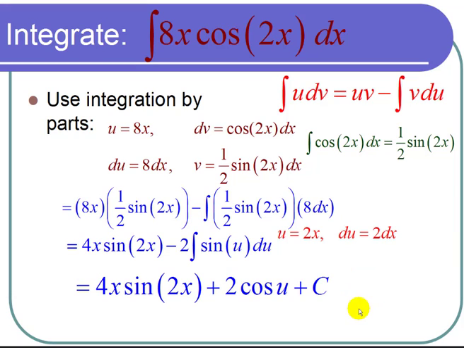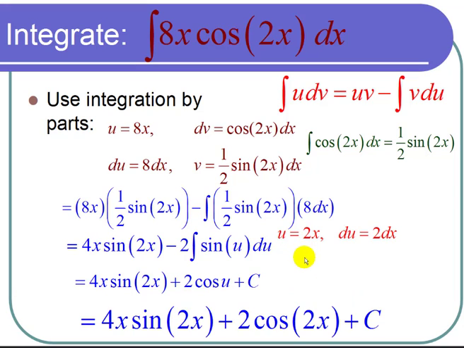The integral of the sine of u is, of course, negative the cosine of u, so this minus sign switches to plus. And now I need the plus c. And finally, I put the u back in. U was 2x. And I get 4x times the sine of 2x plus 2 times the cosine of 2x plus c. And I'm done with the problem.